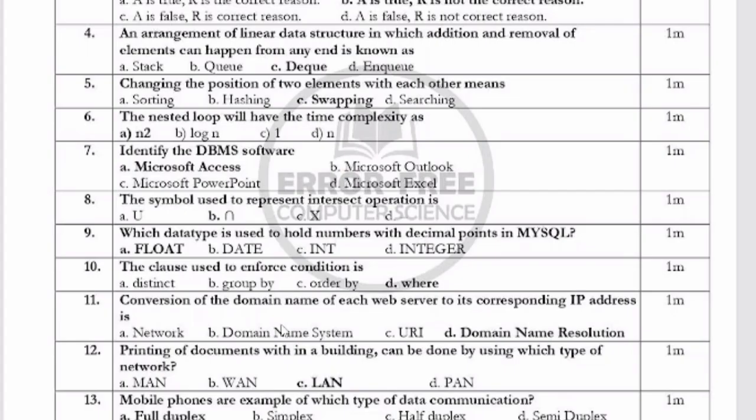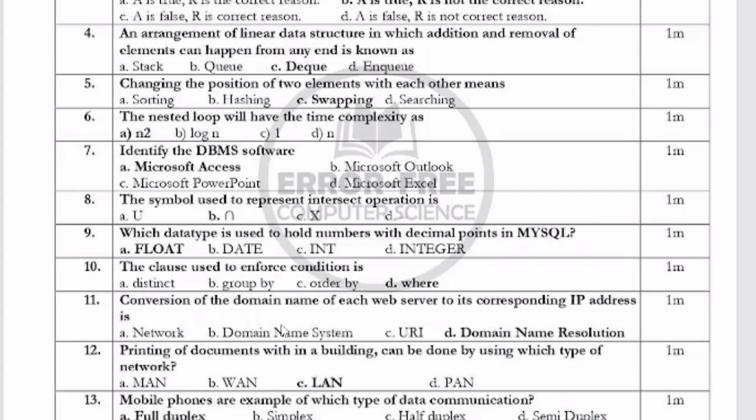An arrangement of the linear data structure in which addition and removal of element can happen from any end is known as. That means if you want to add or remove, that should be done from both the ends. That is nothing but answer C, double-ended queue, that is DEQ, is the correct answer. Fifth one, changing the position of two elements with each other means. Okay, so if you want to change the position of the two elements, definitely the answer is C, that is swapping.